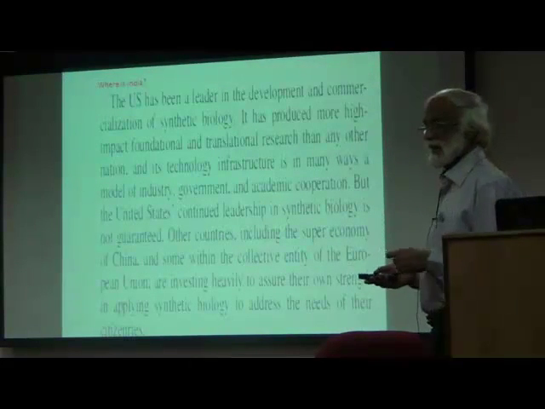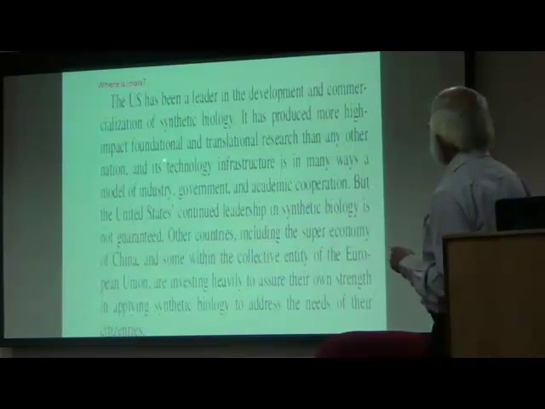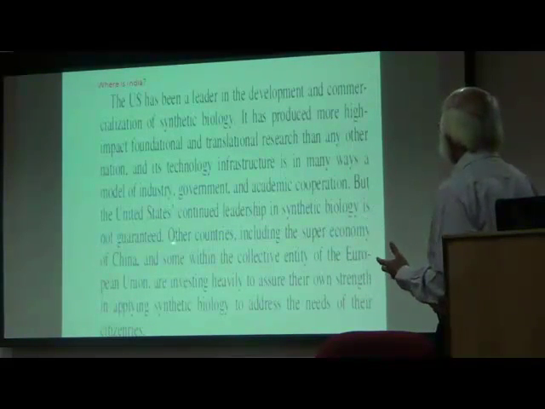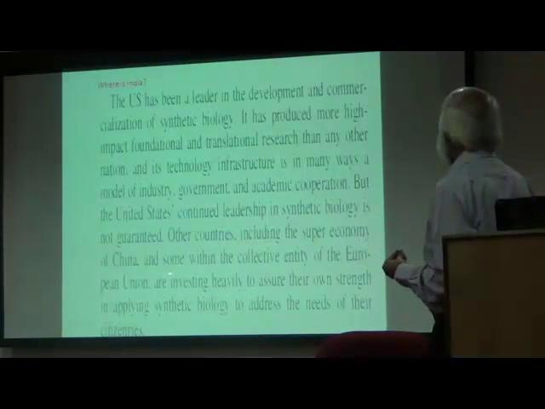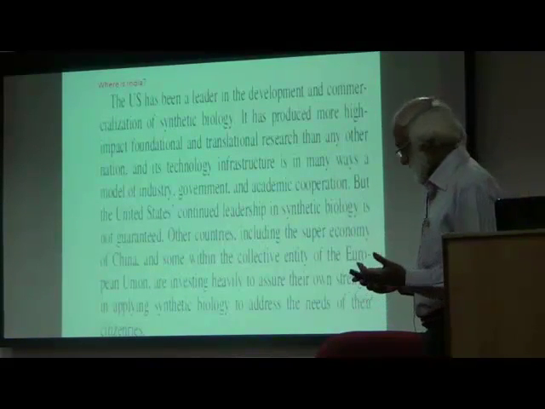Where is India? This is what I want to end my talk with. The US has been a leader, as usual. Other countries, including the super economy of China and the collective entity of the European Union, are investing heavily in this field.